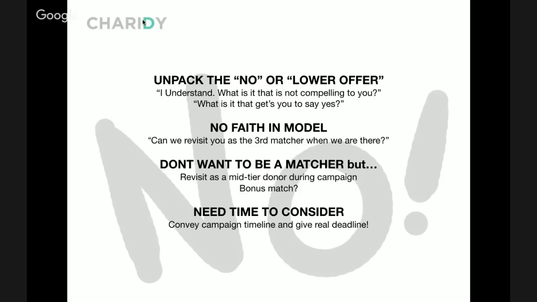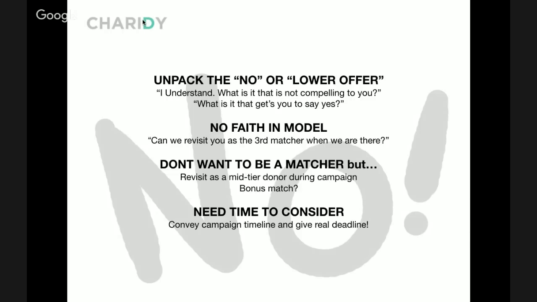So they might say, absolutely not, don't want to be a matcher, not going to happen, too bad, so sad. So you might be able to rebut and say, I understand, that's fine, don't want to be a matcher, but I hope I can count on you to be a donor during the campaign, right? When we launch this thing, all or nothing, and it's all or nothing, no matter what level donor you are, come back to you as a mid-tier donor to consider giving $10,000 during the campaign on that day.